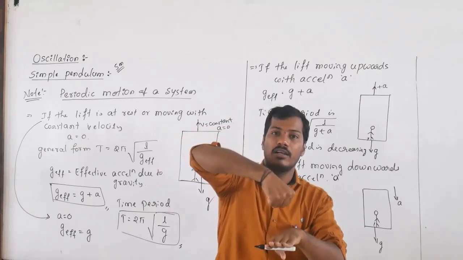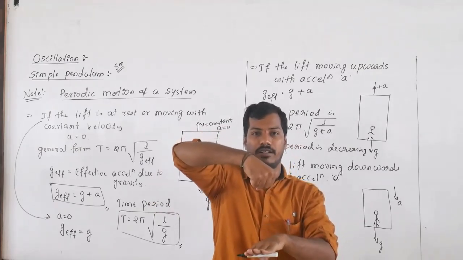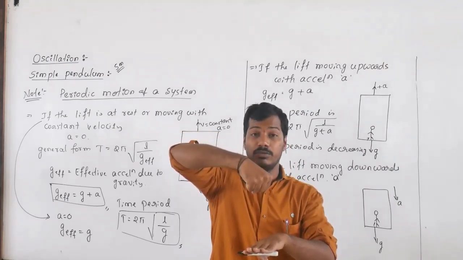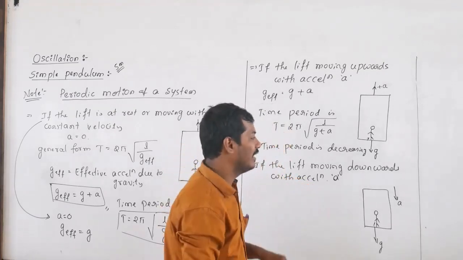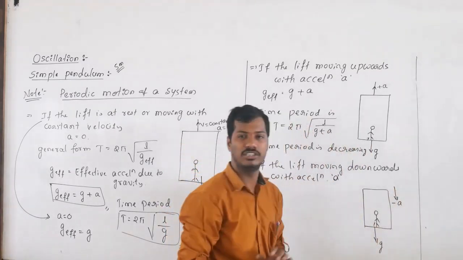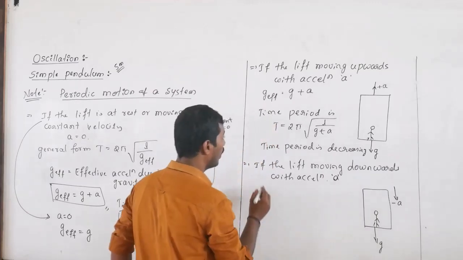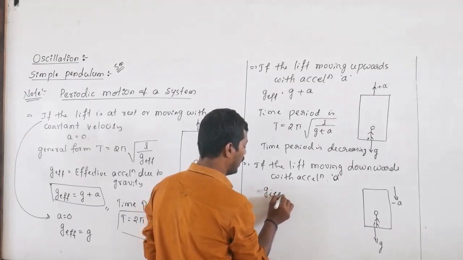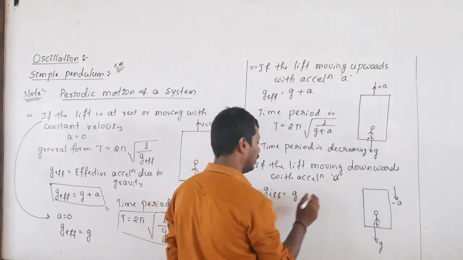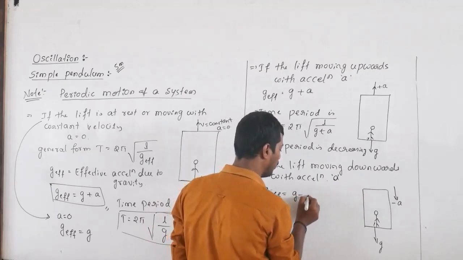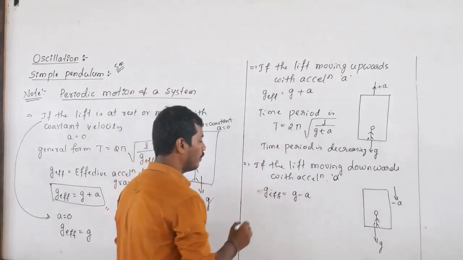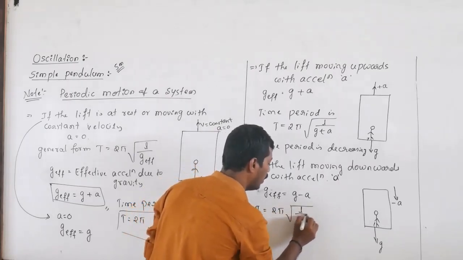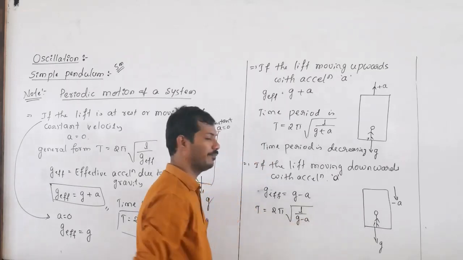Means what? We want to stop the lift here. To stop the body, negative acceleration is there. Negative acceleration means retardation. Then g effective is equal to g plus a, where a becomes minus a. Then the time period is T equal to 2 pi root of L divided by g minus a.